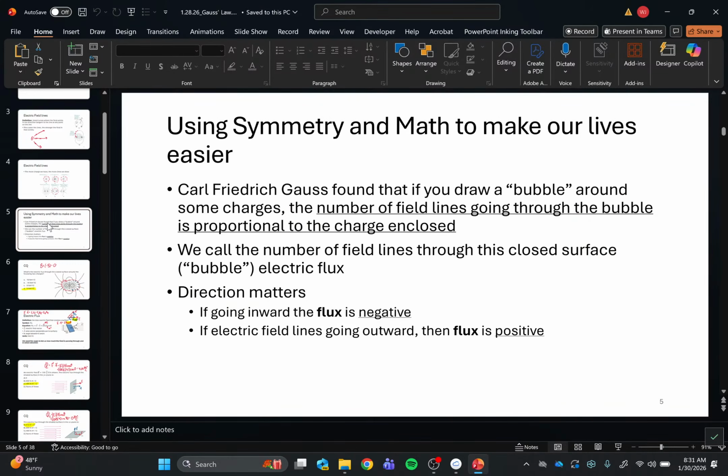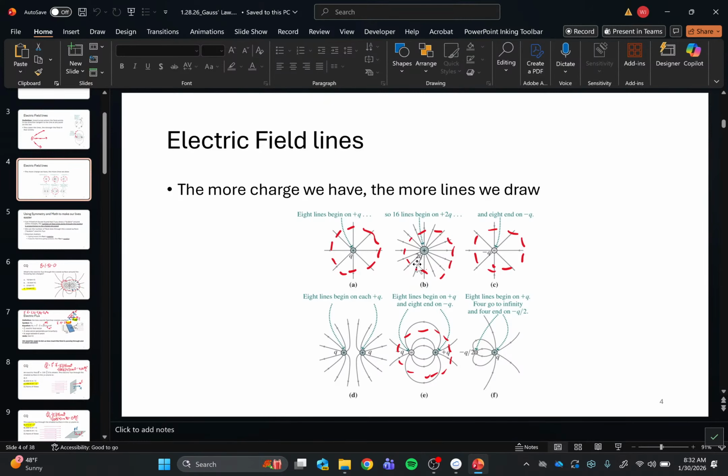Gauss's law came from what I said last class: if you draw a bubble around some charge, the number of field lines going through this bubble, which we call the Gaussian surface, is proportional to the charge enclosed. Proportional means it's some multiple of the charge enclosed. This is based on a simple idea: more charge, more field lines. Not a crazy idea. Now we need to express that in math, and this is where the disconnect might happen.